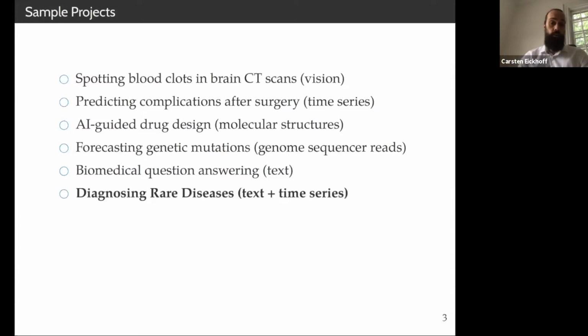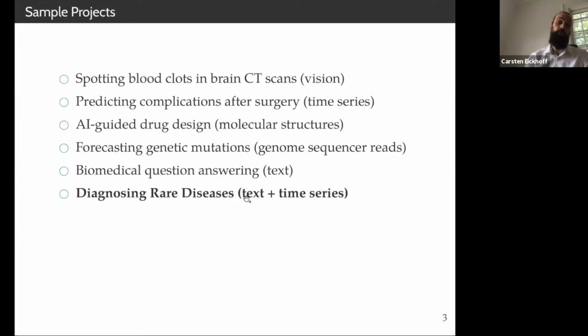And then, and this is the topic that we're going to look into today on the diagnostic side. So how can we automatically diagnose people based on data that we may have about them? And in particular, do this in the context of infrequent, rare diseases, right? And we'll talk in a moment about why this is difficult. And what we are using here is both textual data as well as time series.